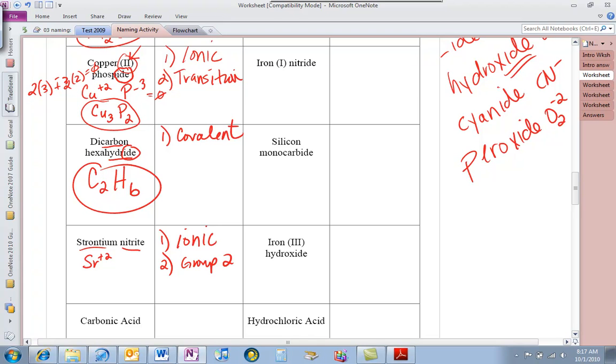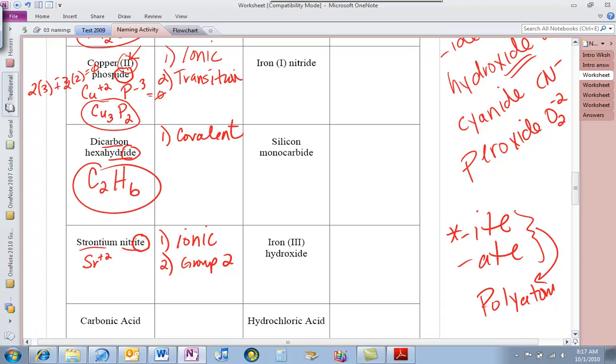And then we look at the next guy. It ends in ITE. If it ends in ITE or ATE, what should your brain automatically think? Polyatomic. So find nitrite. Everybody find NO2 minus 1. So now we have to put this together. Nitrite is one thing. So it gets to stay together as one thing. We don't break it apart.